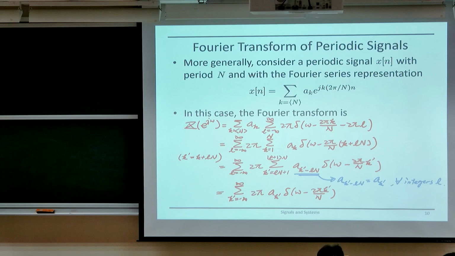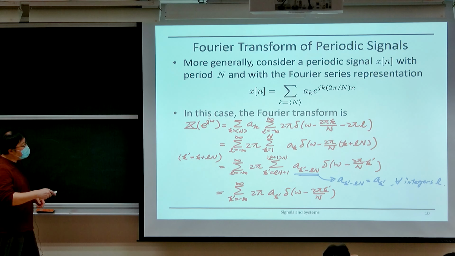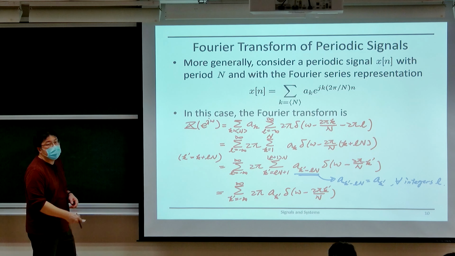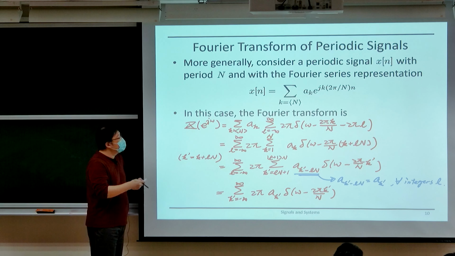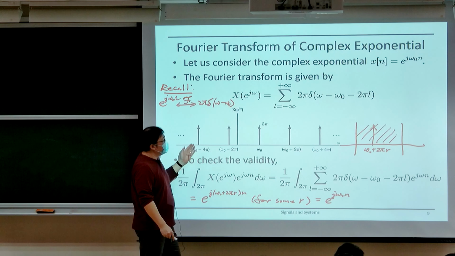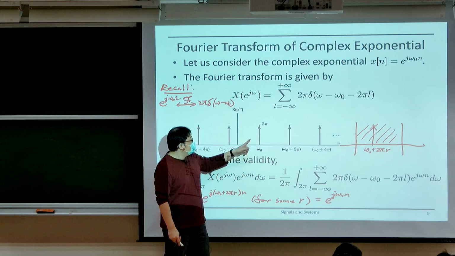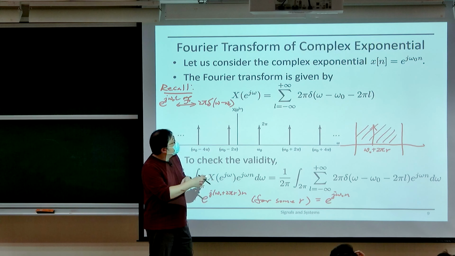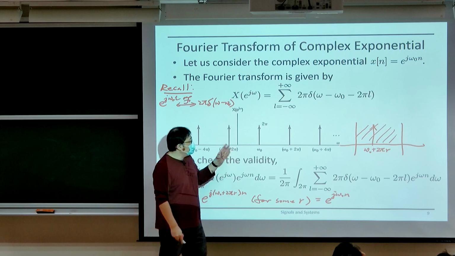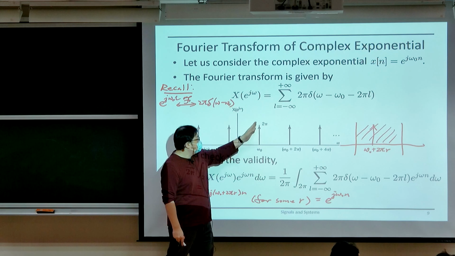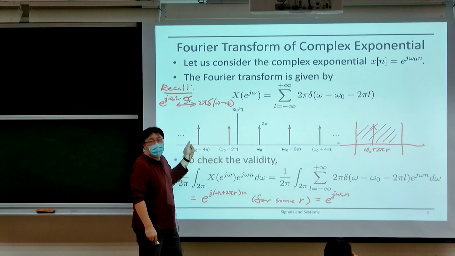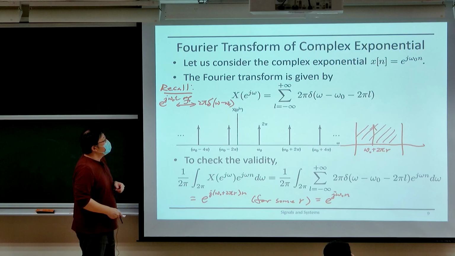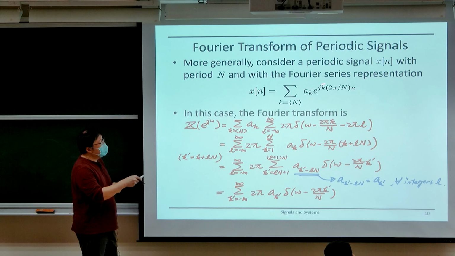So let's look at a few examples. You can actually try to visualize this as well. Each one of these complex exponentials gives you a pulse train, with the impulse at omega naught and every integer multiple of 2 pi. So for every one of these, you get one of these pulse trains.